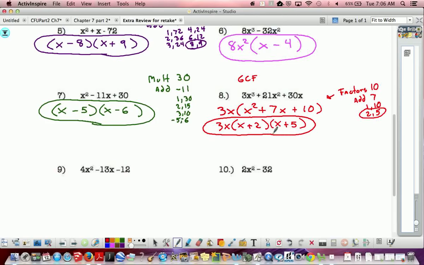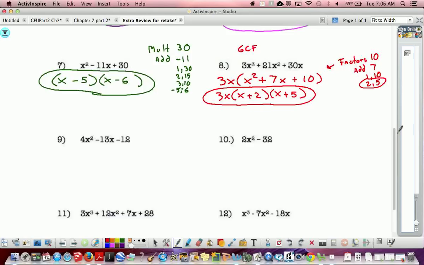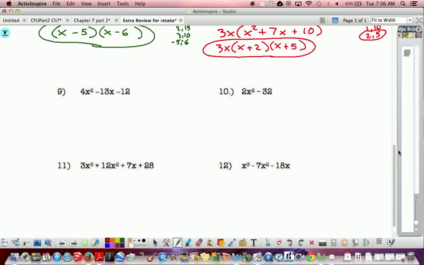So that's a 2-stepper. And you'll have a few of those on your quiz where you're going to have to do multiple steps. All right, number 9.